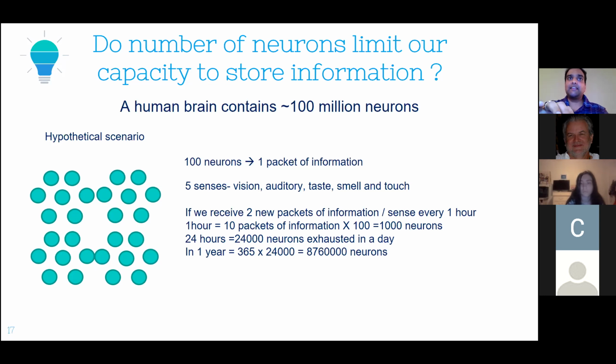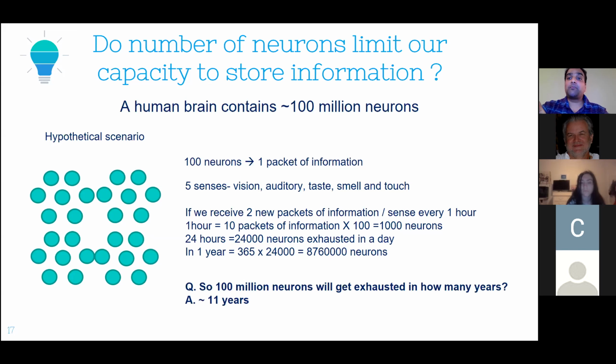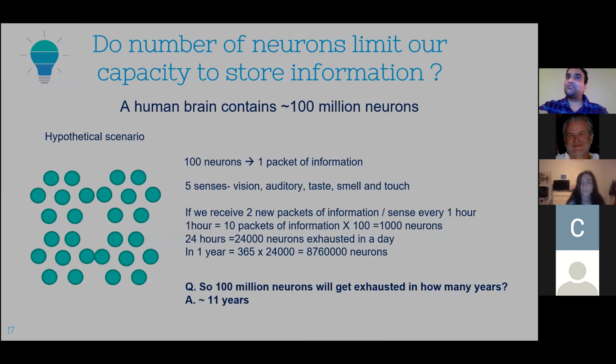Now, if that is the case, how many years would it take to exhaust 100 million neurons that we think are there in the brain? Can anyone tell me? Can you think about a number? The number will come somewhere around 11 years. So 100 million neurons, if all of them are storing information, will get exhausted in 11 years. Is it the case though? That's not the case, right?